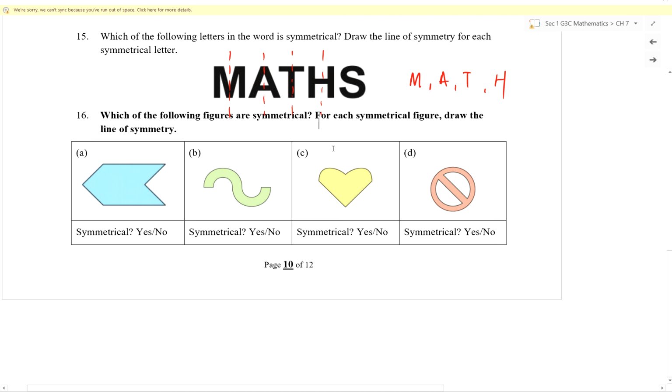And last one on this page, 16. Which of the following are symmetrical? Draw the line of symmetry. Part A, yes or no? Yes. Draw horizontal line. Part B, symmetrical? No. C? Symmetrical? Yes. Vertical line. Okay, part D, symmetrical? Yes or no? Who says no, not symmetrical? Who says symmetrical? Okay, so we are not restricted to just vertical and horizontal lines. We can have a diagonal line too. Simple.